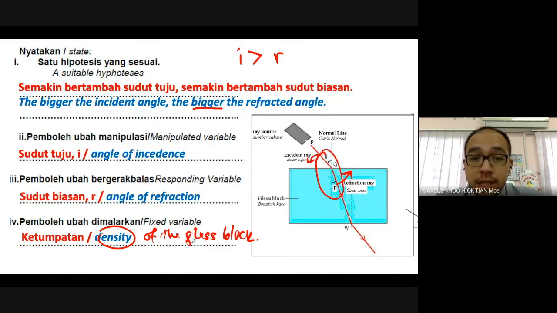Okay, the density of the glass block is the fixed variable for this, because we are always using the same glass block. We don't change the glass block. What we are changing is the angle of incidence, and what we're reading is the angle of refraction. So the thing that remains the same is actually the density of the glass block.